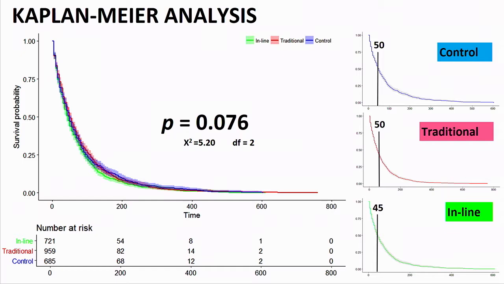From this data, we performed a Kaplan-Meier survival analysis and found no statistically significant difference between the 3 groups of our study. Median time spent on each page for control, traditional, and inline groups were 50, 50, and 45-second intervals, respectively.